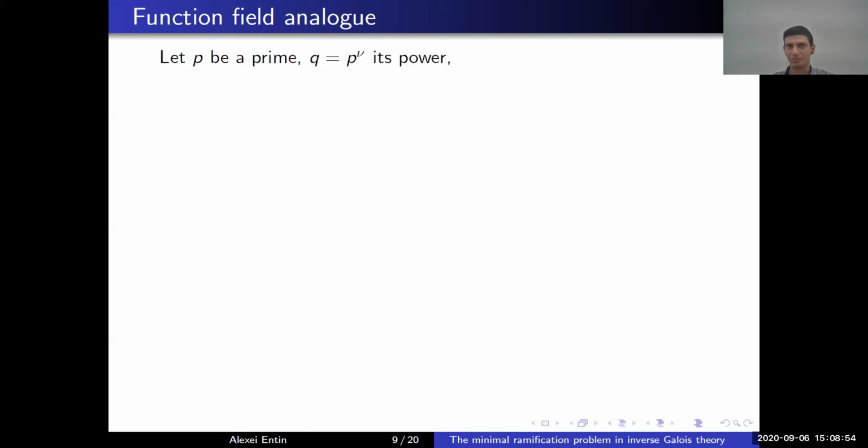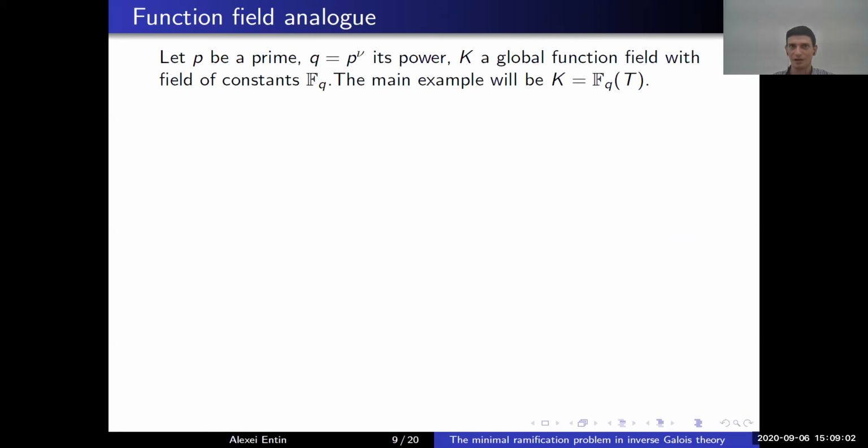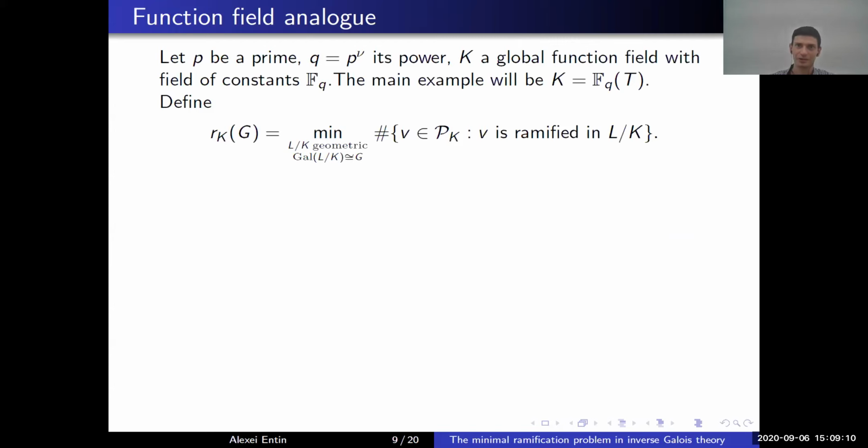Let P be some prime, Q a power of P, and K for now a global function field with field of constants Fq. And the main example eventually will be Fq(T), which is kind of the parallel of the rational numbers in the function field world.